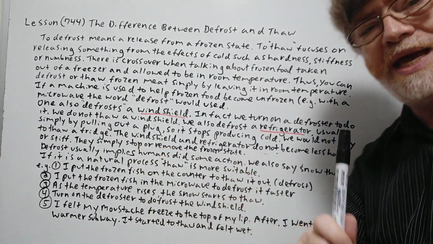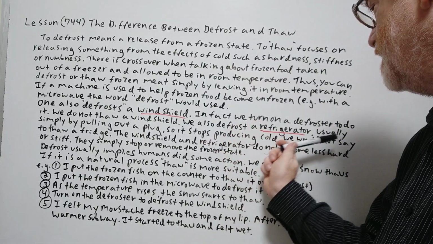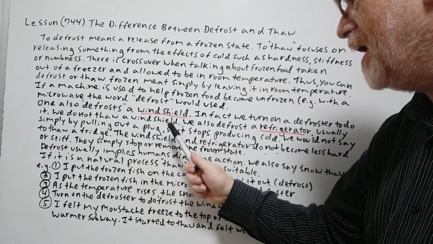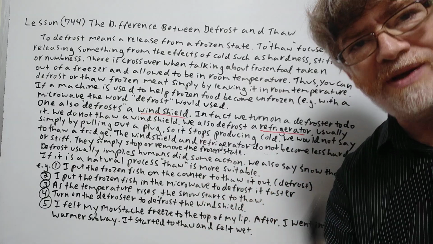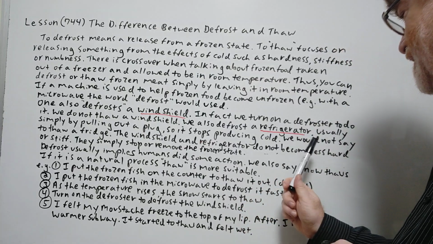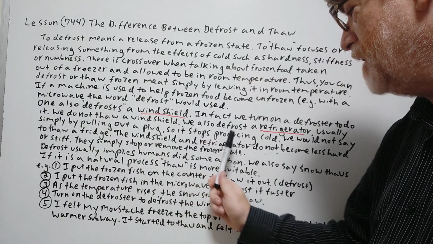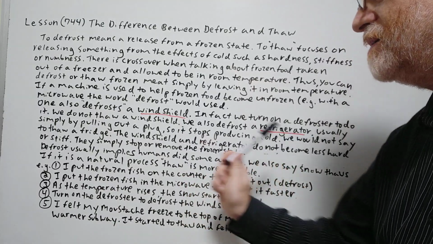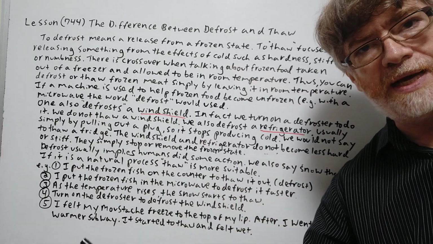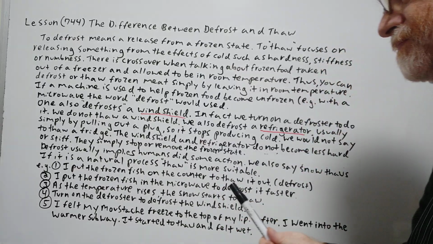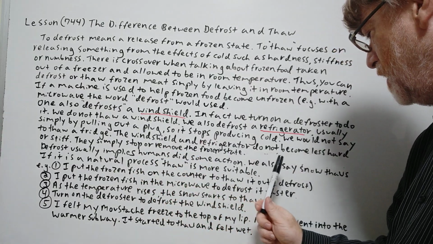We also defrost a refrigerator, usually simply by pulling out a plug so it stops producing cold. Yeah, nobody thaws a refrigerator. We would not say to thaw a fridge. The windshield and refrigerator do not become less hard or stiff. They simply stop or remove the frozen state. Okay, let's continue. Defrost usually implies humans did some action.